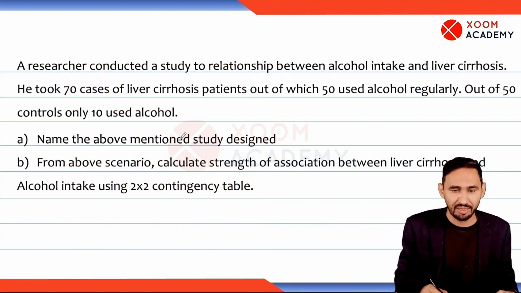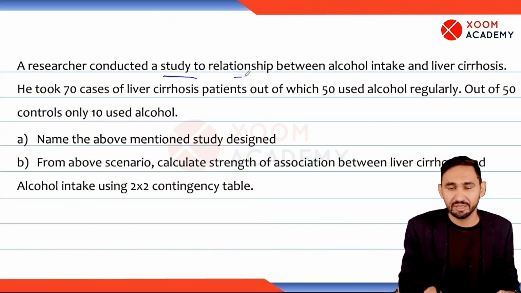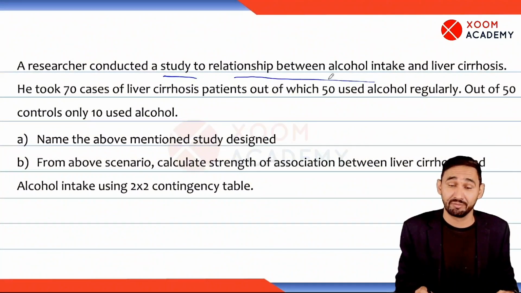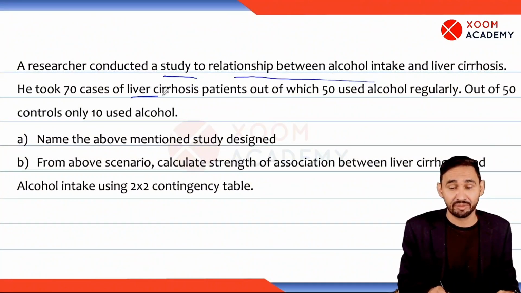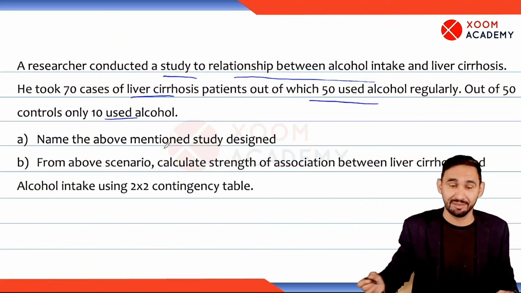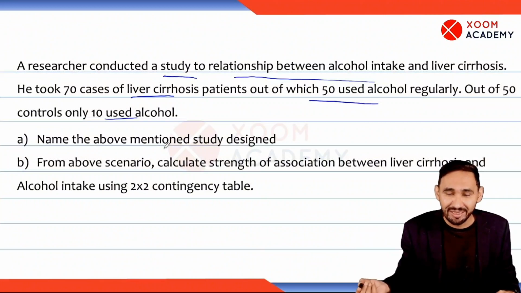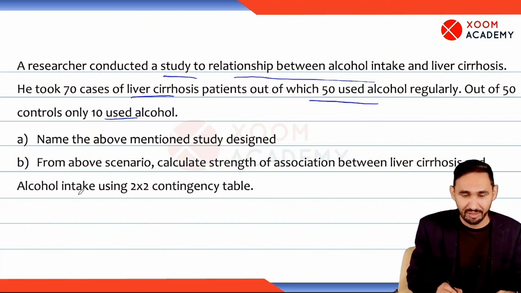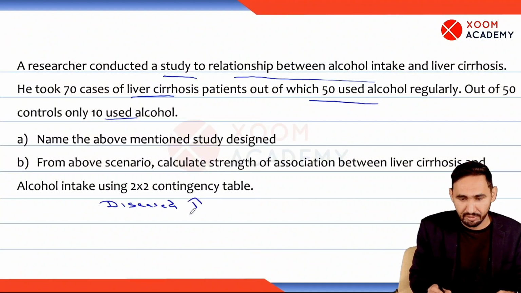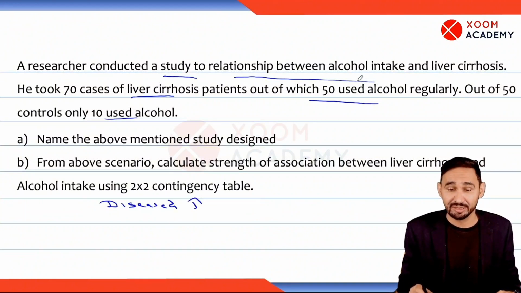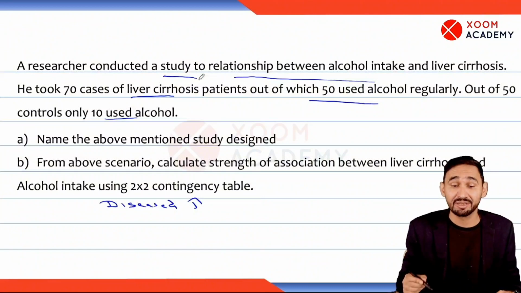Now we'll move forward. A researcher conducted a study to see the relationship between alcohol intake and liver cirrhosis. He took 70 cases of liver cirrhosis, out of which 50 use alcohol regularly. Out of 50 controls, only 10 use alcohol. What is this study? This is a very easy scenario. He has already given that there were 70 cases of liver cirrhosis and 50 were using alcohol. So the number of diseased people is greater than exposed. Alcohol is exposure. Liver cirrhosis is disease. So this is a case control study.